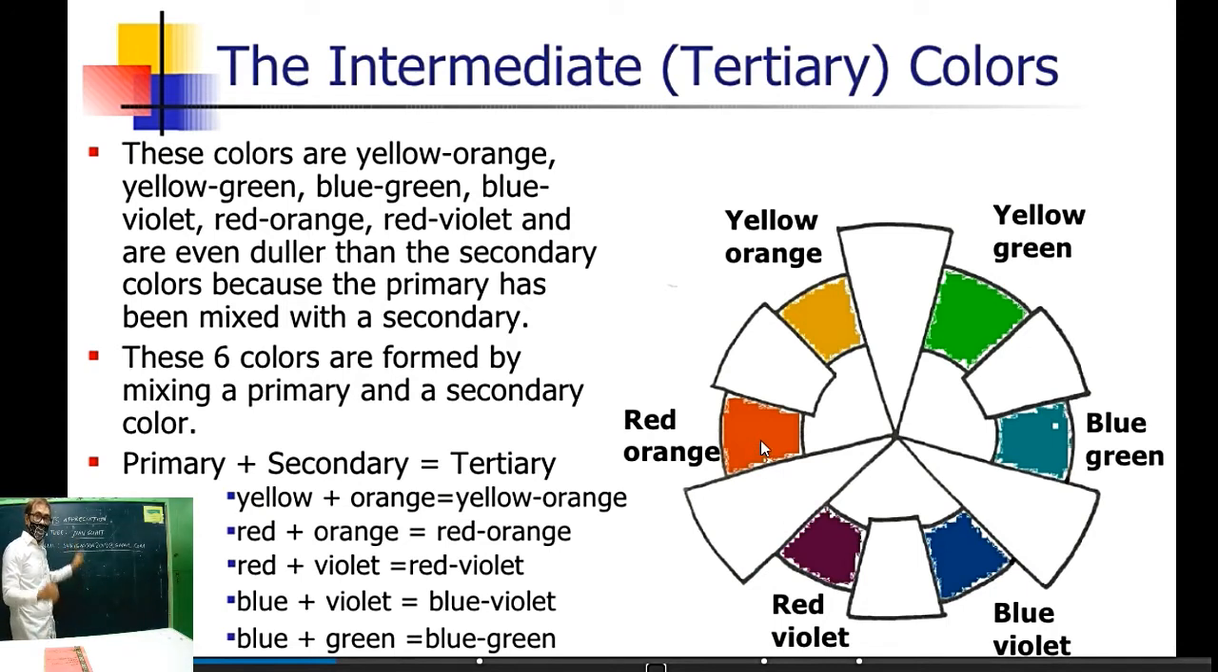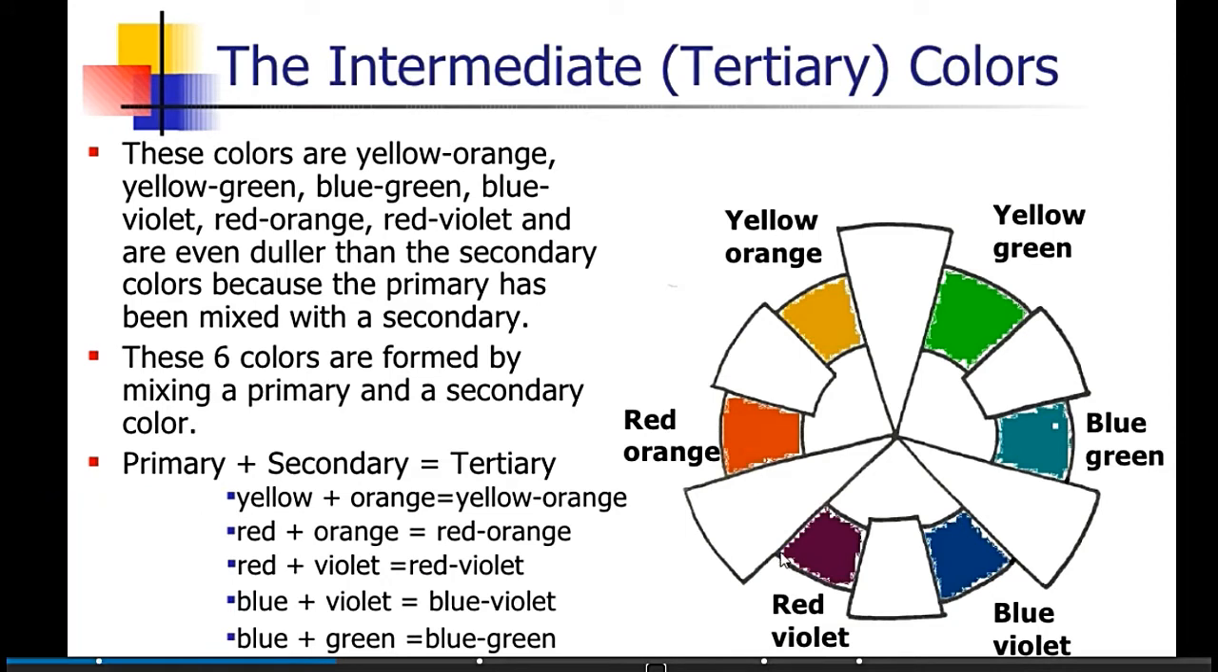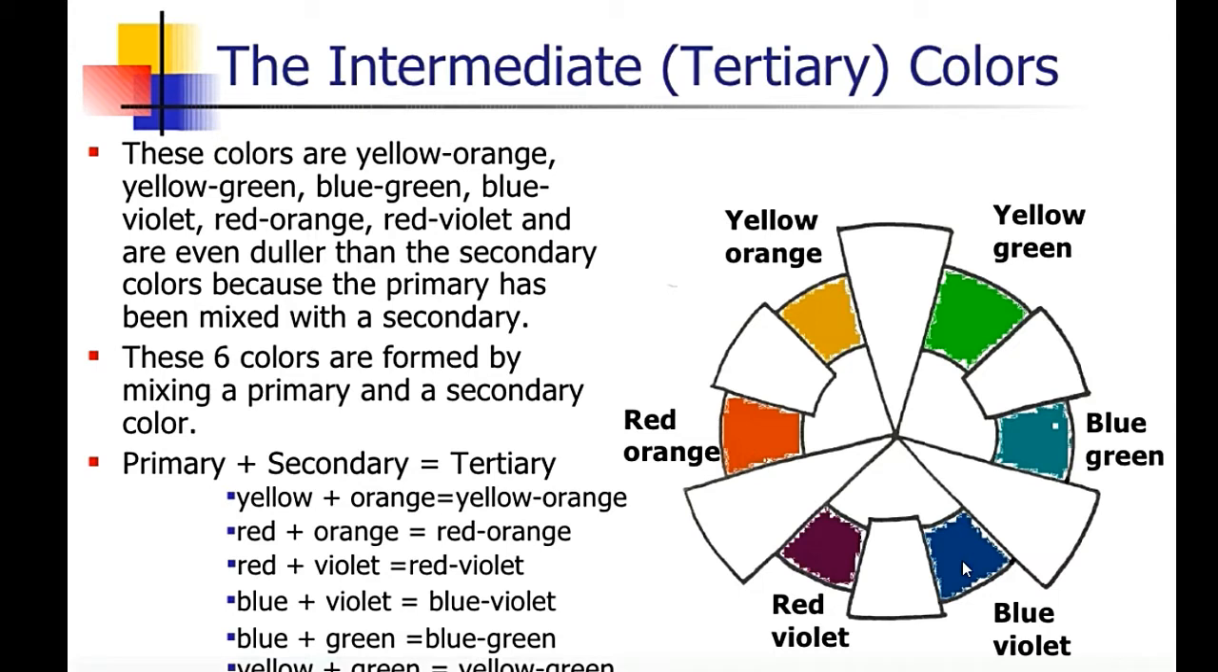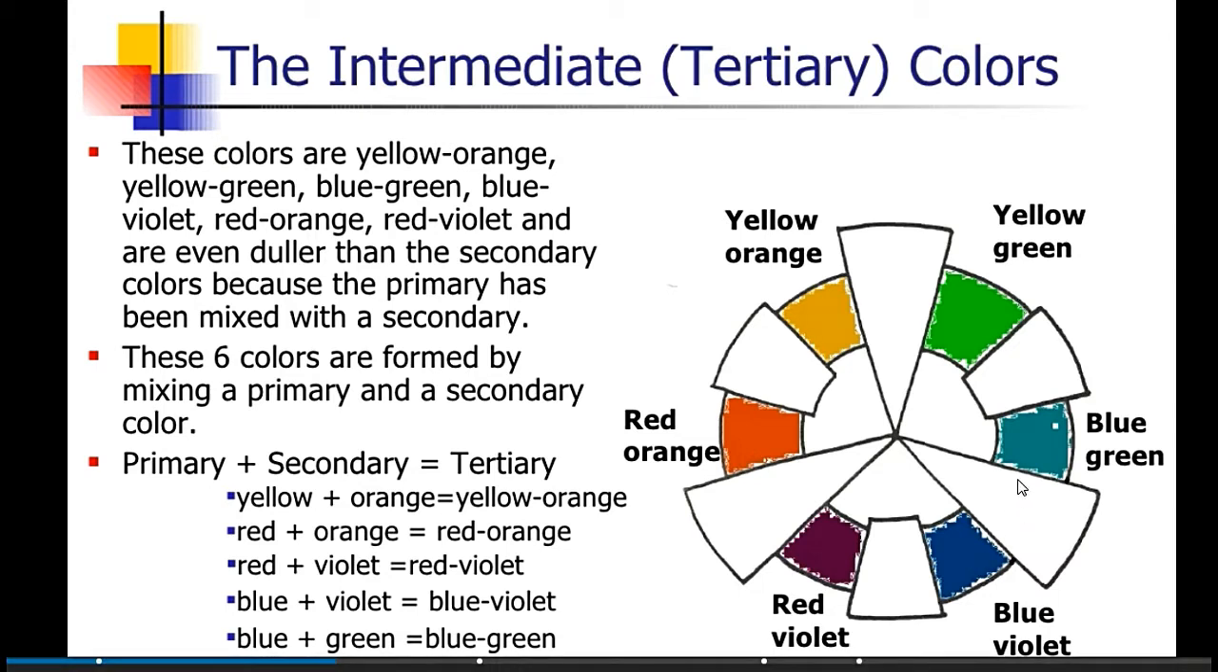Example right here, yellow plus orange equals yellow-orange. Here, red plus orange equals red-orange. Red and violet equals red-violet, and blue plus violet equals blue-violet, and blue and green equals blue-green, and yellow plus green equals yellow-green.